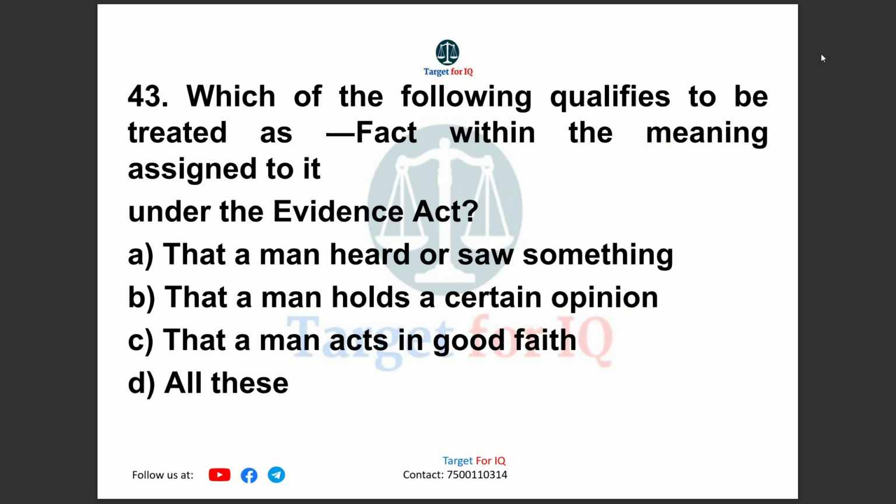Question number 43. Which of the following qualifies to be treated as fact within the meaning assigned to it under the Evidence Act? Option A, that a man heard or saw something. Option B, that a man holds a certain opinion. Option C, that a man acts in good faith. And option D, all of these. So the correct answer to question number 43 is option D, all of these.